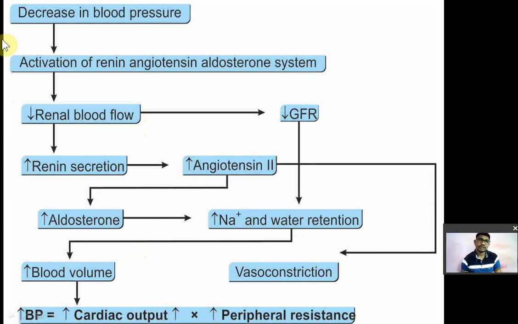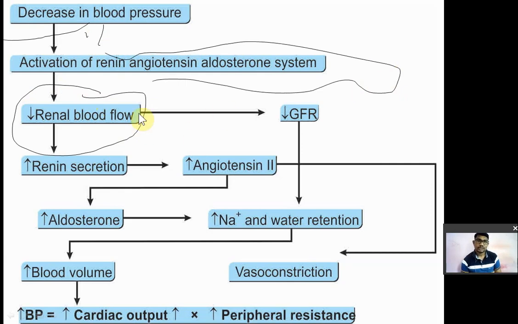So remember, if there is a decrease in the blood pressure in your body, so decreased blood pressure means there is a decreased blood flow to the kidney. That means decreased blood flow to the renal system, and decreased blood flow to the kidney causes activation of this renin angiotensin aldosterone system. Now decreased blood flow to the kidney means decreased glomerular filtration rate, decreased GFR, okay, and decreased blood flow to the kidney causes release of this hormone known as renin.